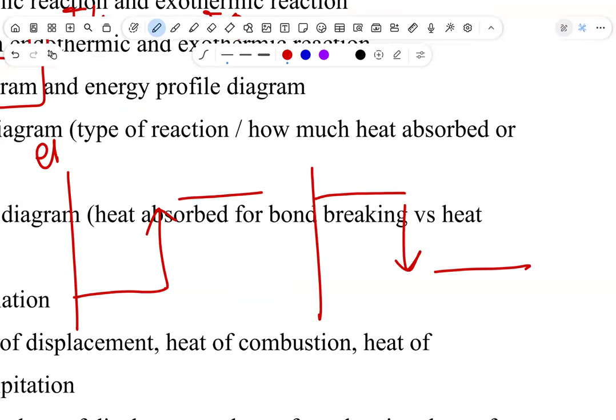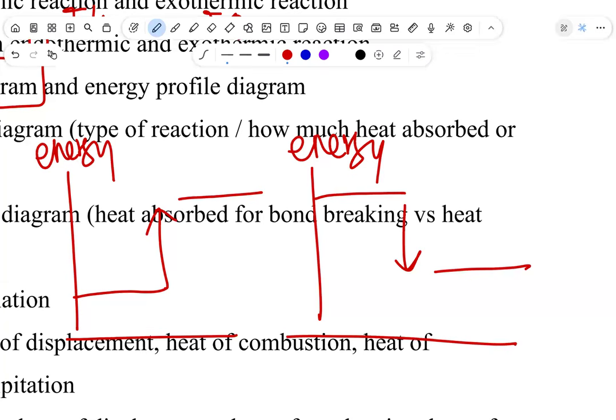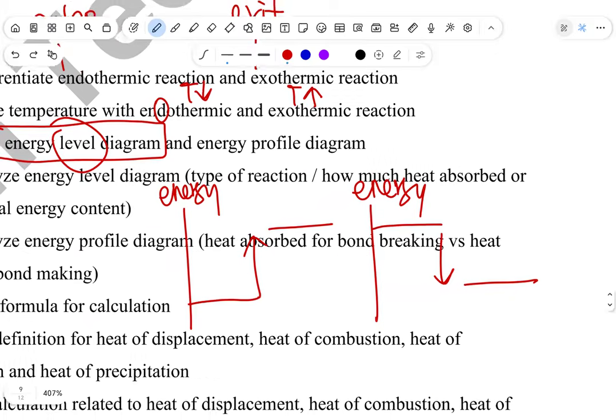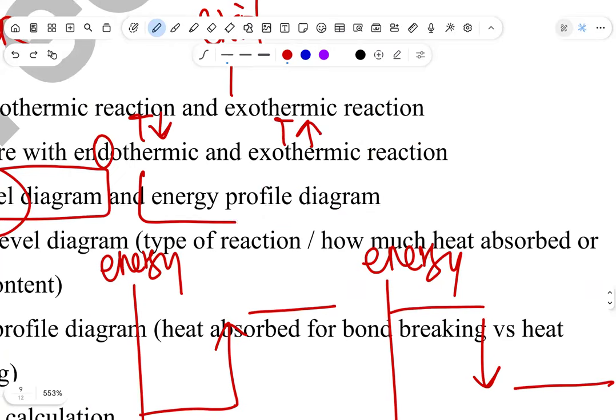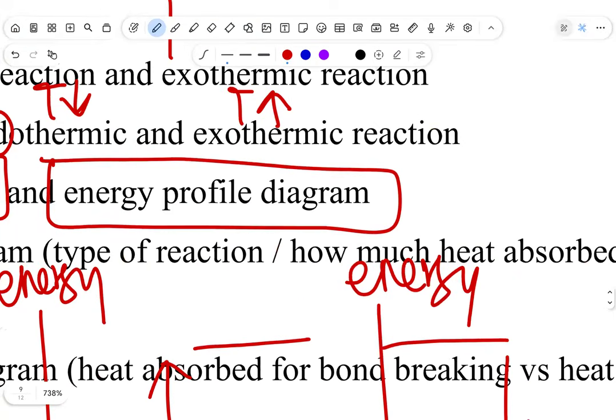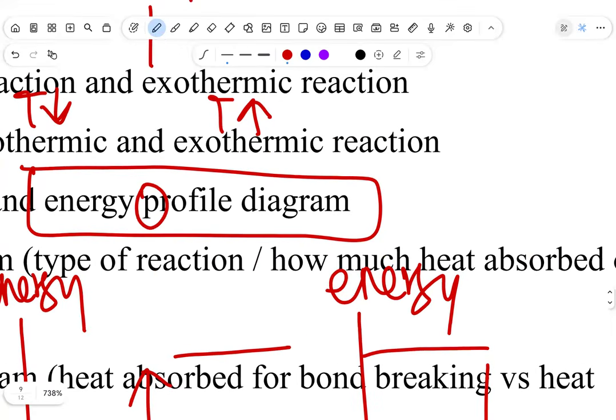Make sure you label energy on the y-axis. And for the energy level diagram, no need to draw the x-axis. Okay, but some students will ask me, Mr. Martin, what if I draw? Never mind lah, if you draw also never mind. No need to draw, but if you draw, they won't penalize you lah. Okay, energy profile diagram. So profile, anyone remember profile? The P is what? I said it before.